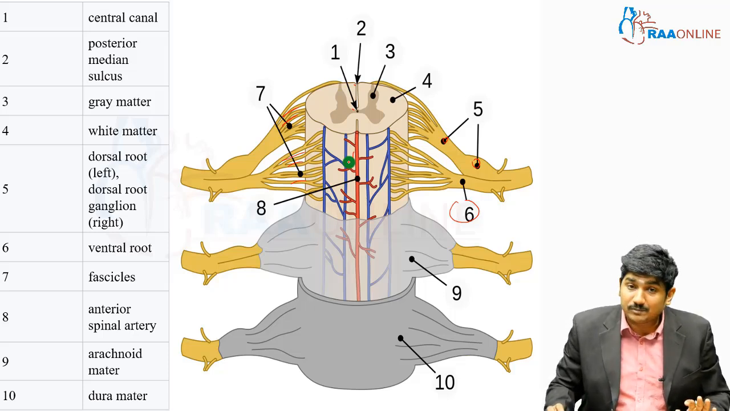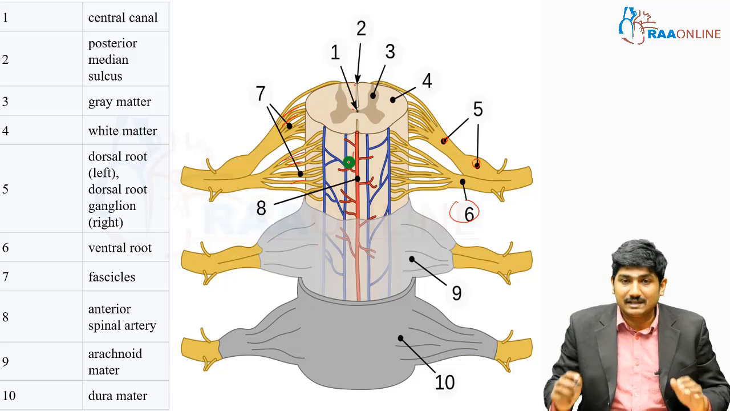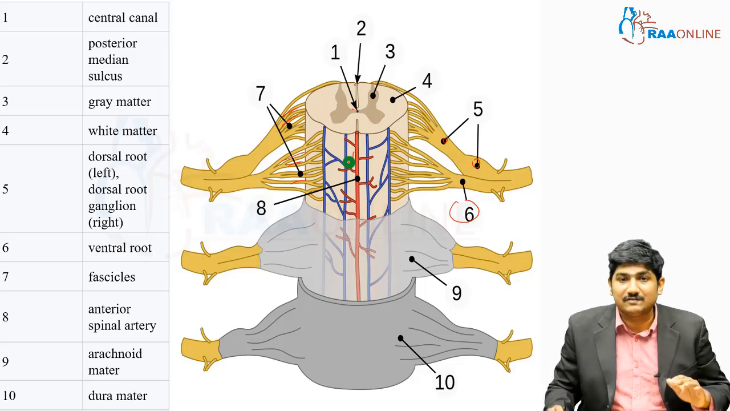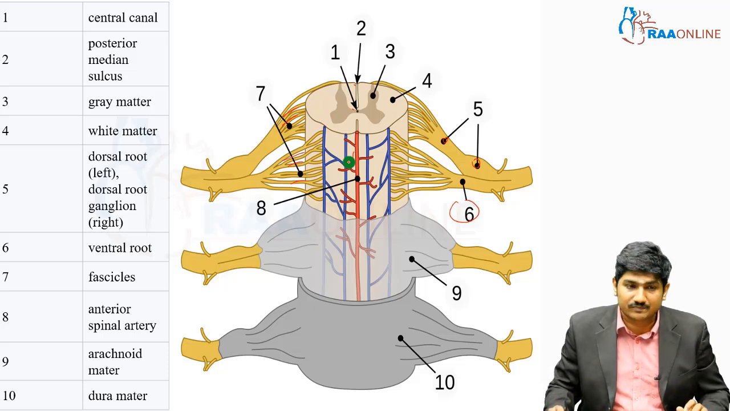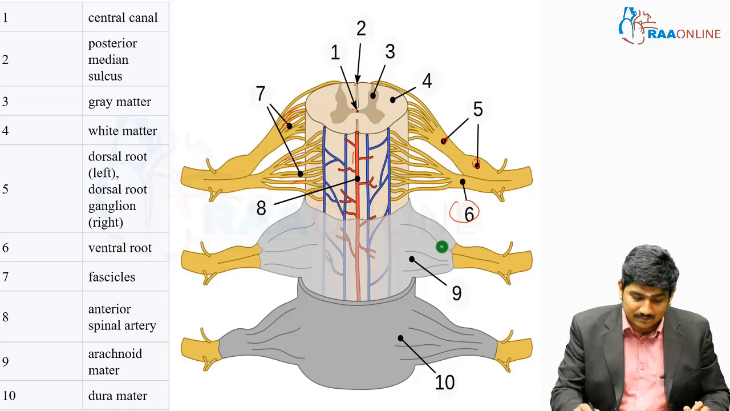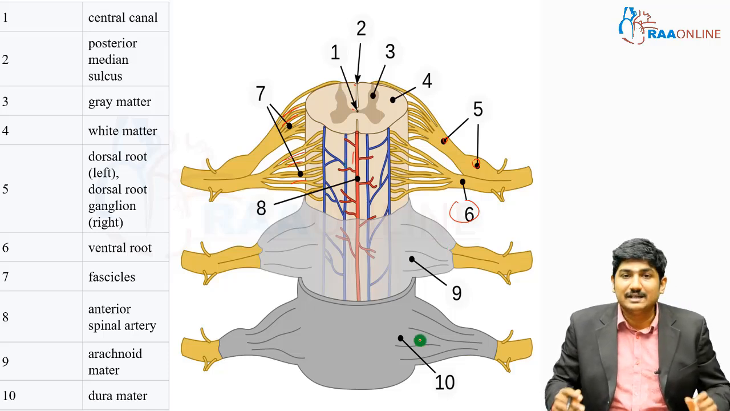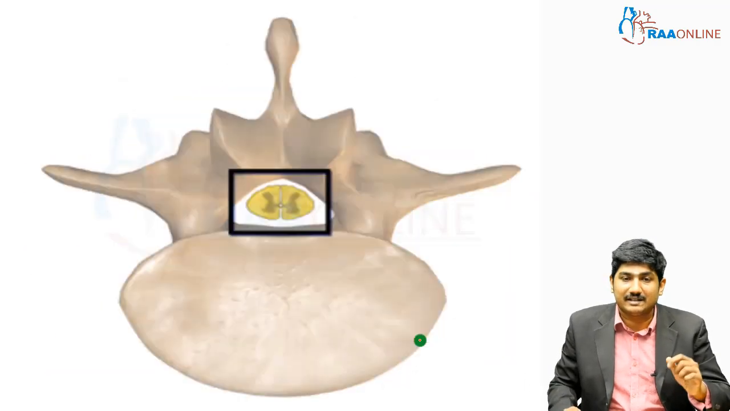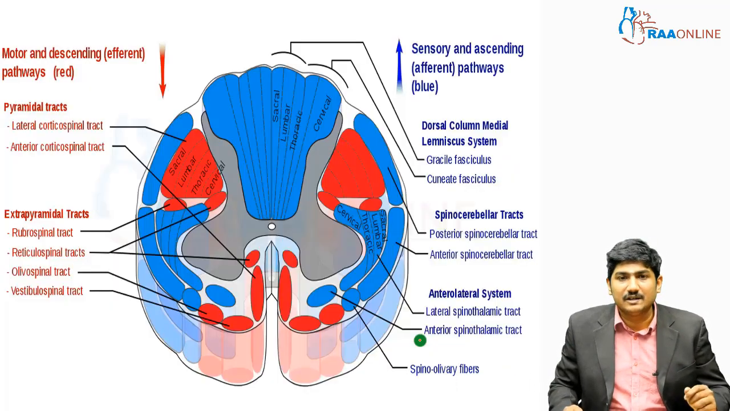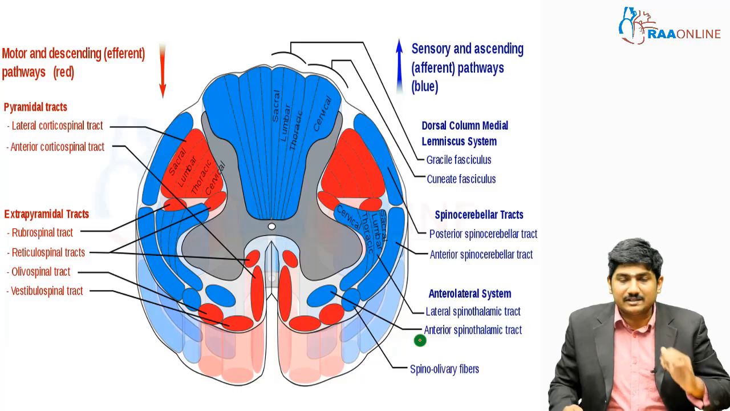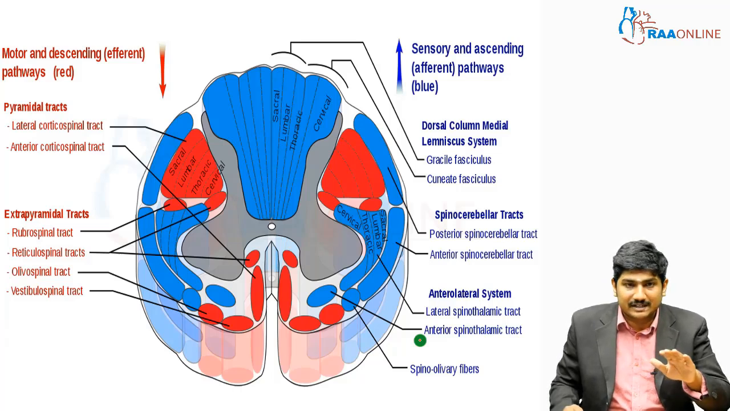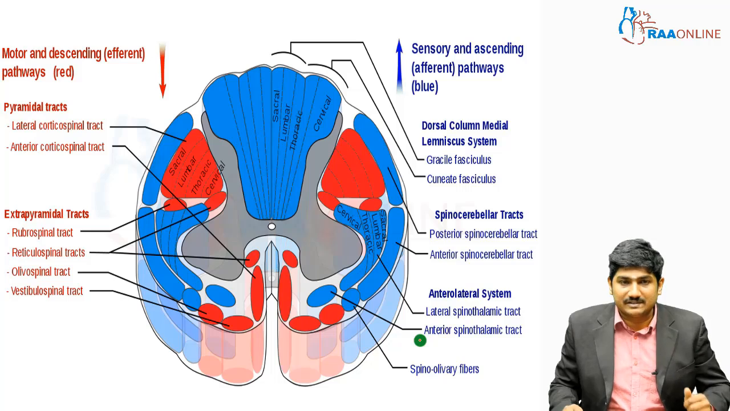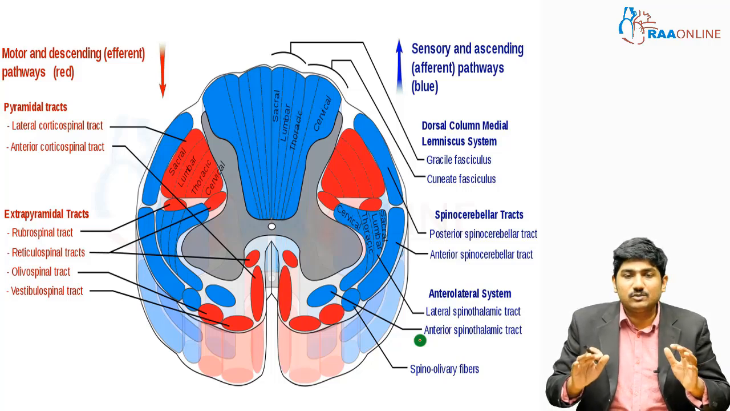Very, very important. Note it down. We'll see the importance of this anterior spinal artery when we are discussing anterior cord syndrome. The 9th one is the arachnoid mater, and the 10th is the dura mater. This is the structure which is present in this small area. Now if you slice the spinal cord at a level, this is what you will see. What I need to make you understand is 2 points.